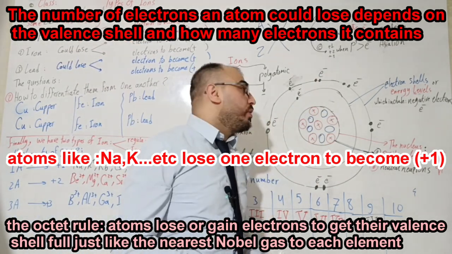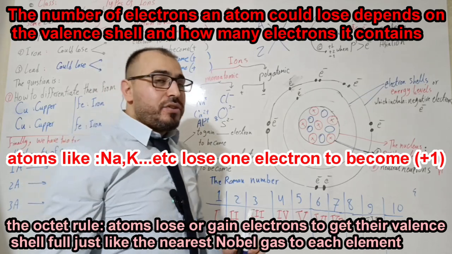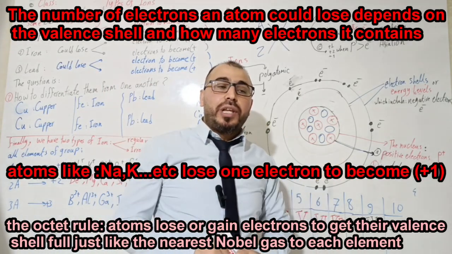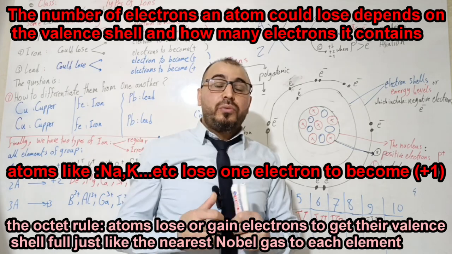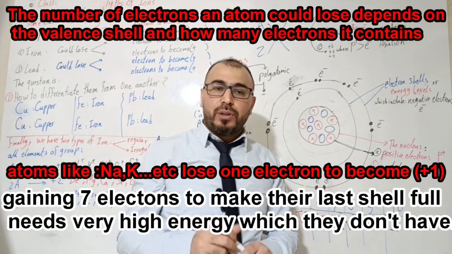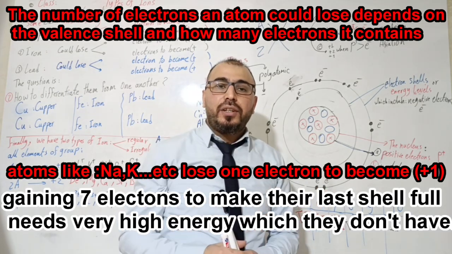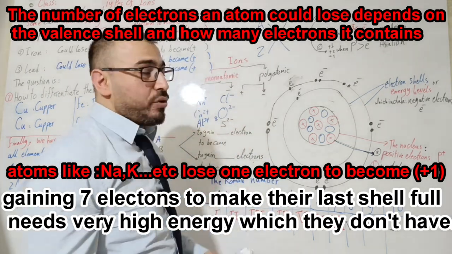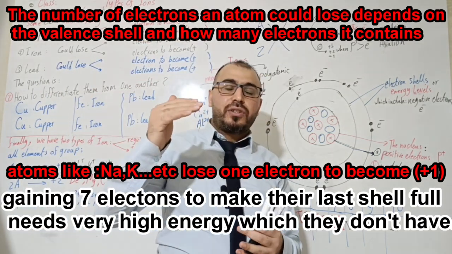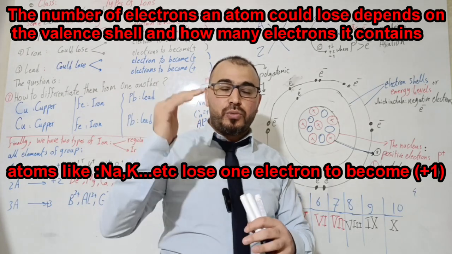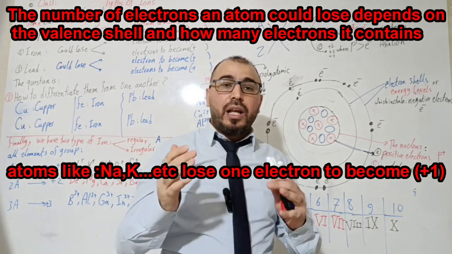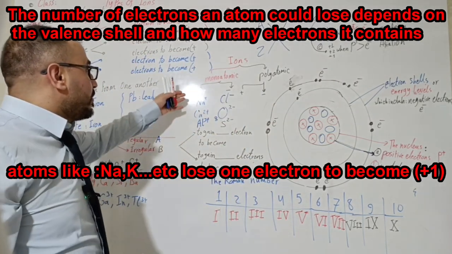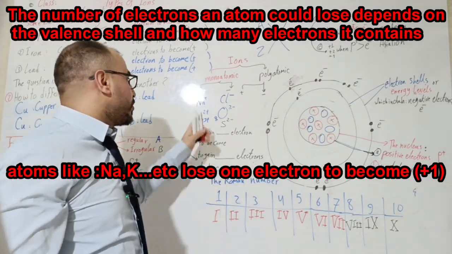one electron in the last shell, so they have two options. The first one is to gain 7 electrons, which is practically impossible because they need very high energy to do that. And the other option was to lose 1 electron so that the valence shell is going to be a new shell, which was the one before, and it is full. Then the atom is going to be positively charged with +1.